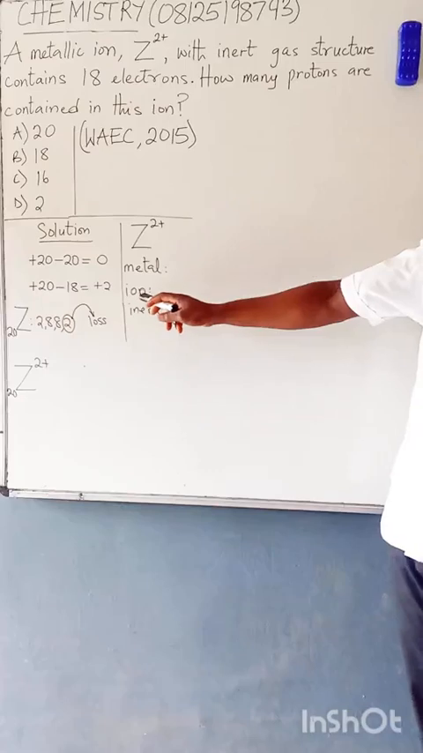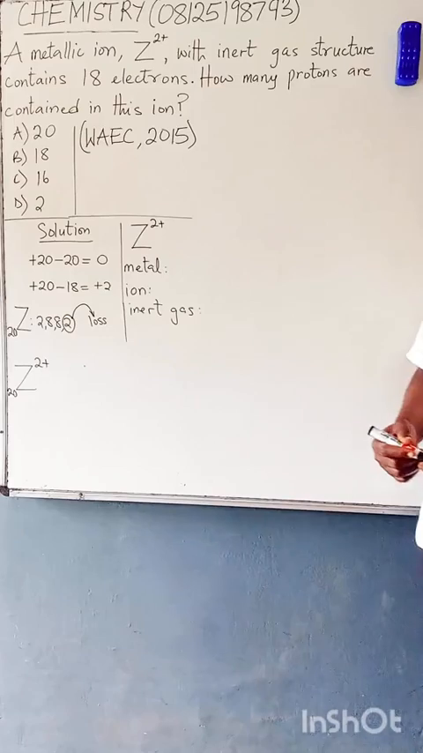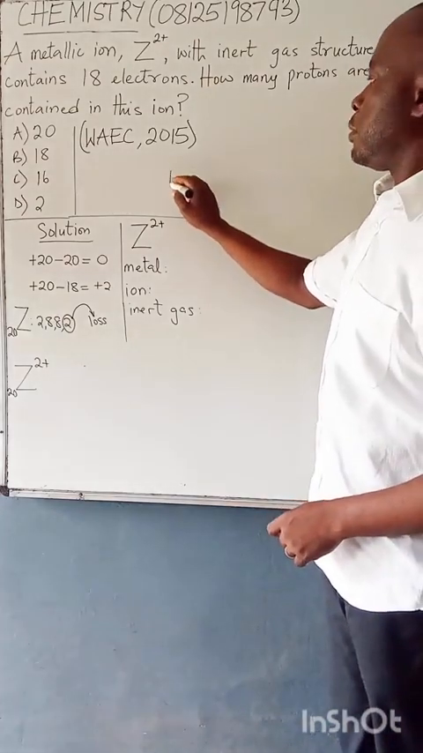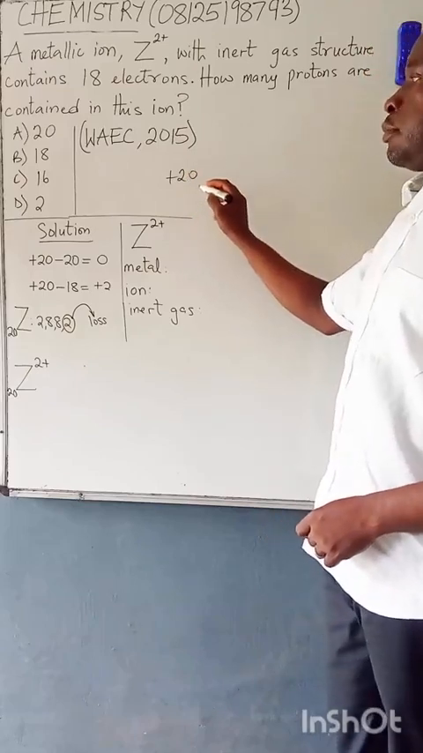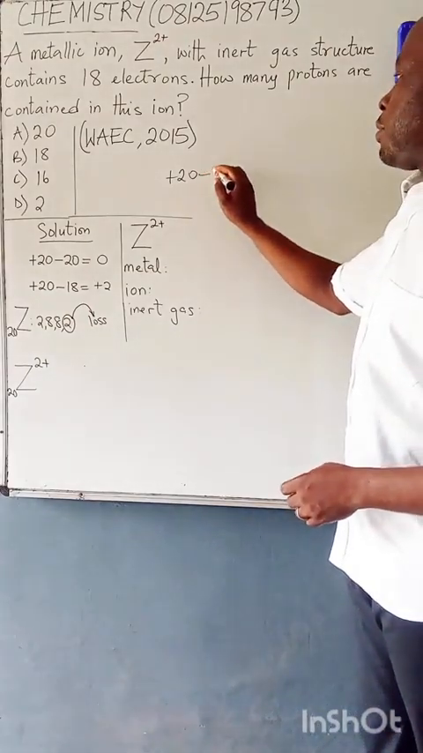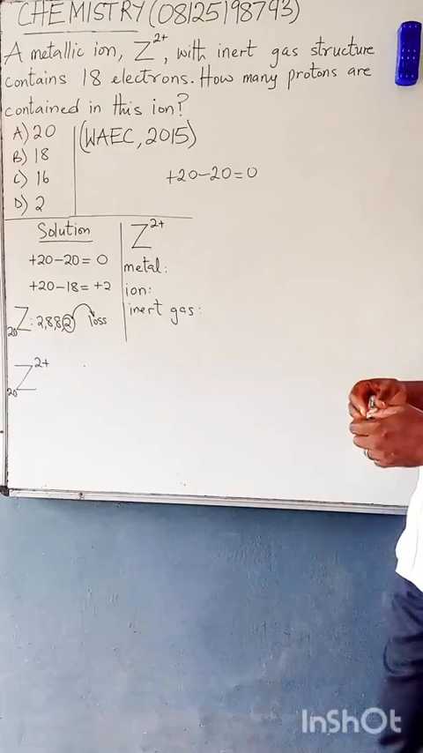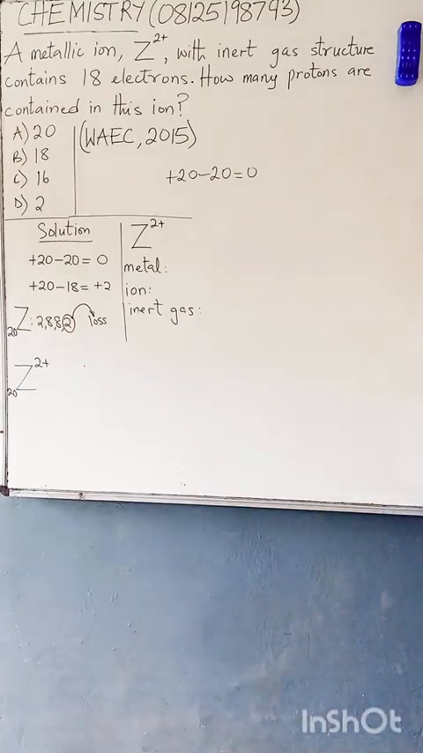The next term is ion. What is an ion? You remember we said that an atom has a 0 net charge. If an atom, for example, has 20 protons, that's plus 20, it will have 20 electrons, that is minus 20. So plus 20 minus 20 gives us 0. That is the net charge of an atom. Every atom has a 0 net charge.